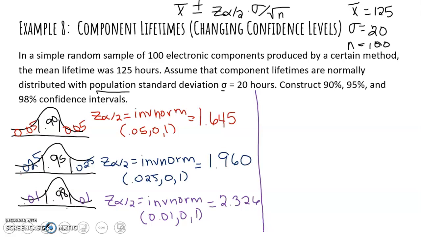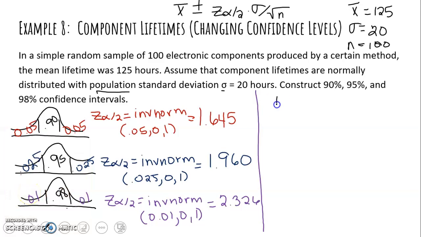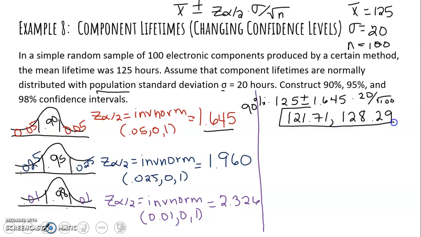So now let's go to the side here to find the confidence intervals. For the first one, we're going to do x bar plus or minus the critical value. So this one is for 90%. 125 plus or minus the critical value, which was 1.645 times 20 over the square root of 100. And you're just going to type that in the calculator. And we get 121.71 as the lower boundary and 128.29 as the upper boundary. So we're 90% confident that the true mean lifetime for electronic components is between 121.71 and 128.29.